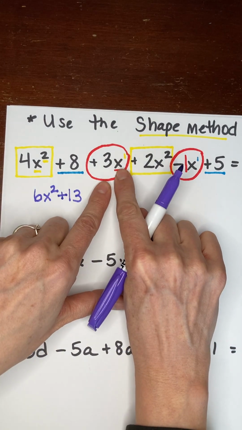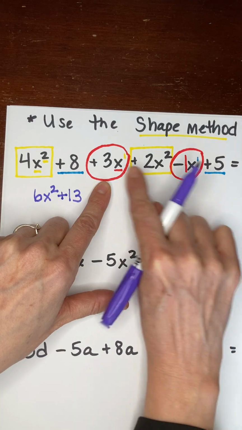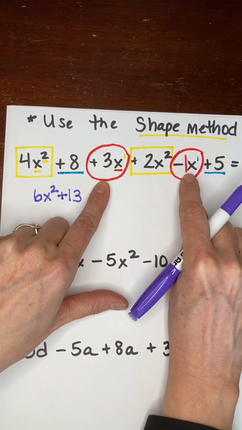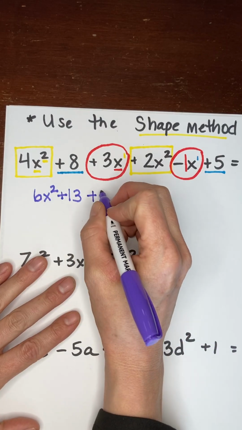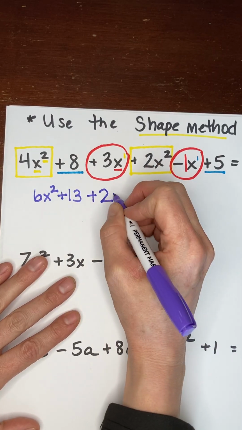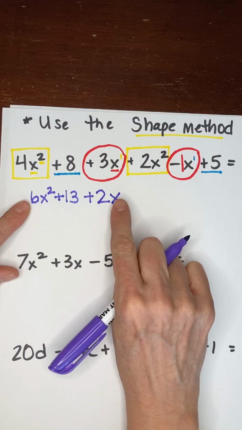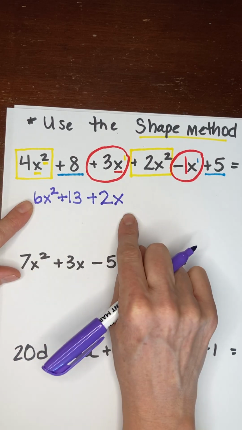The next one is my x terms that are circled. So 3 minus 1 is 2. Still a positive 2 though, right? So plus 2, and my variable is x. So this is my expression simplified.